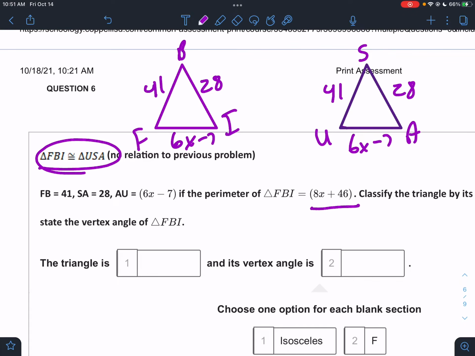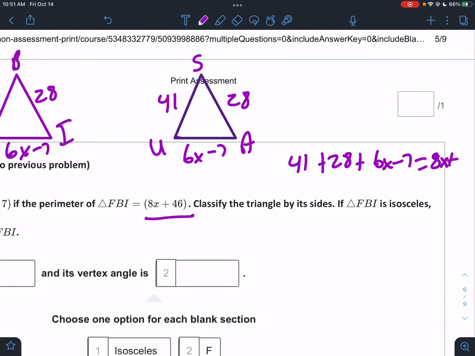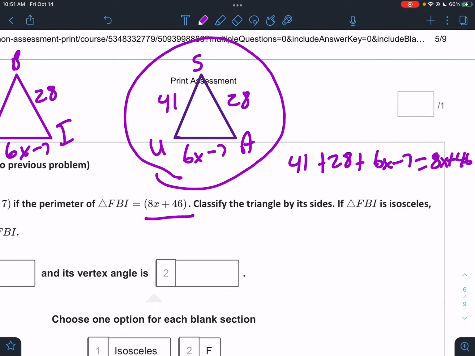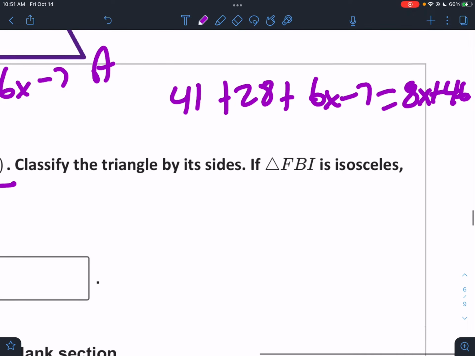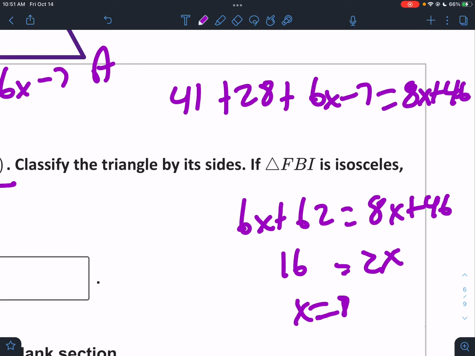So, how do you get the perimeter? To find the shape's perimeter, just add all the sides. So we know that if I add all those together, it has to equal the perimeter. So I add those together, I get 69, 62. So 6x plus 62 would equal 8x plus 46. So 2x would equal 16. So x equals 8. Okay.